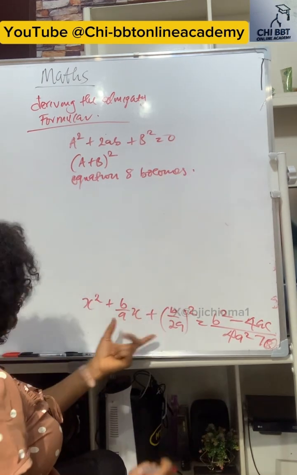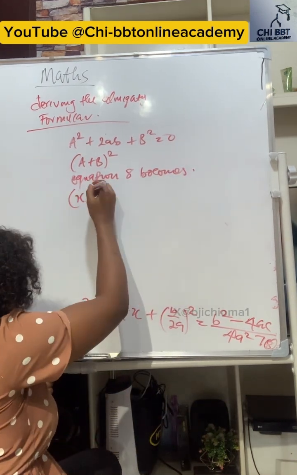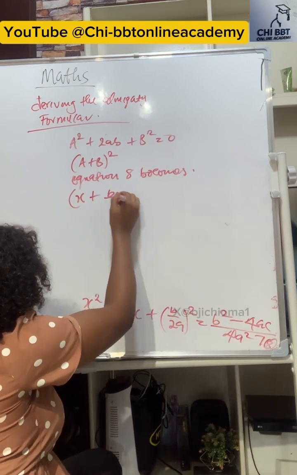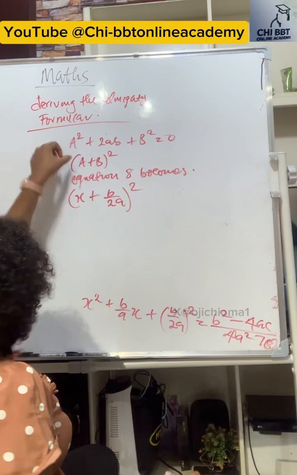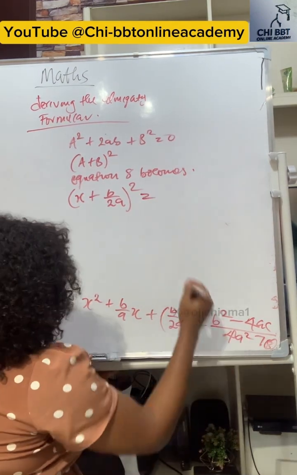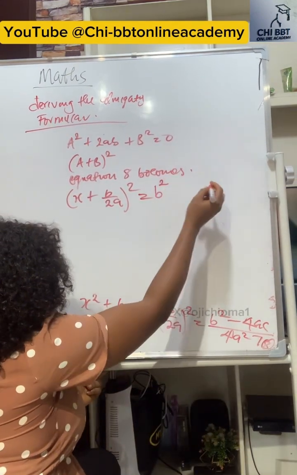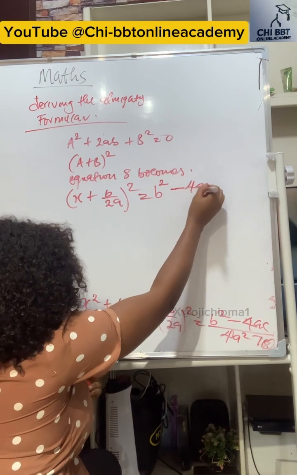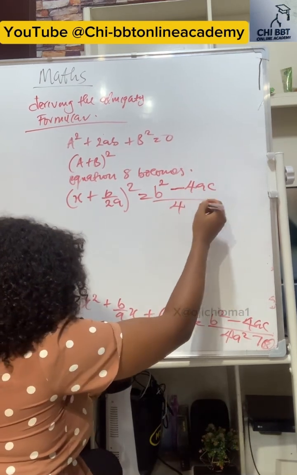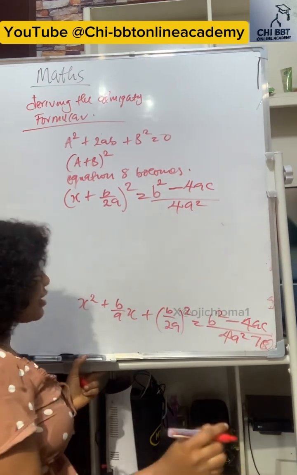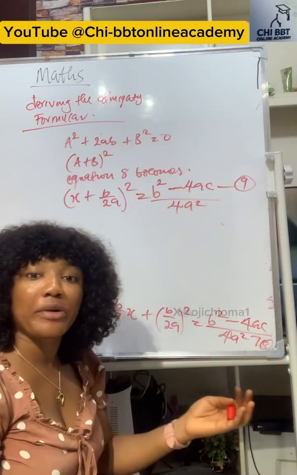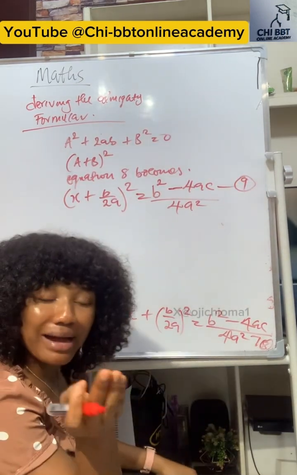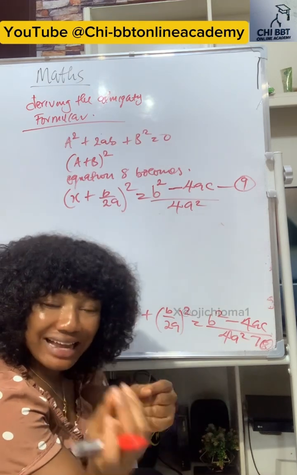So equation 8 becomes, we therefore say x plus b over 2a raised to power 2, of course just like this identity, equal to the right hand side, which is b raised to power 2 minus 4ac all over 4a raised to power 2. So leaving it like that, that is equation 9. Doing it like this, we have to take the square root of both sides in order to cancel. Remember, our aim is to singularize x.